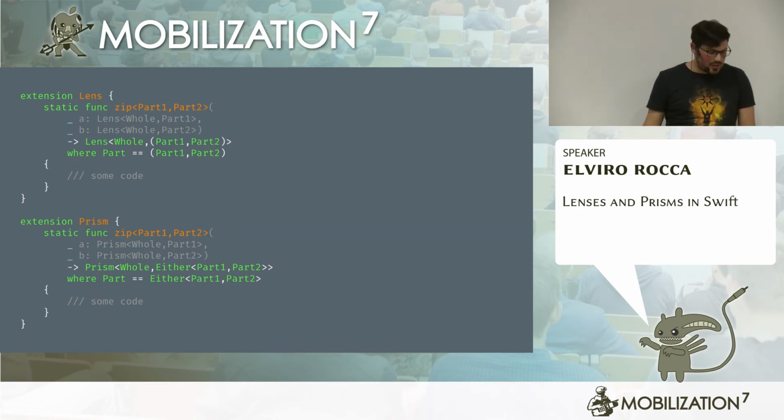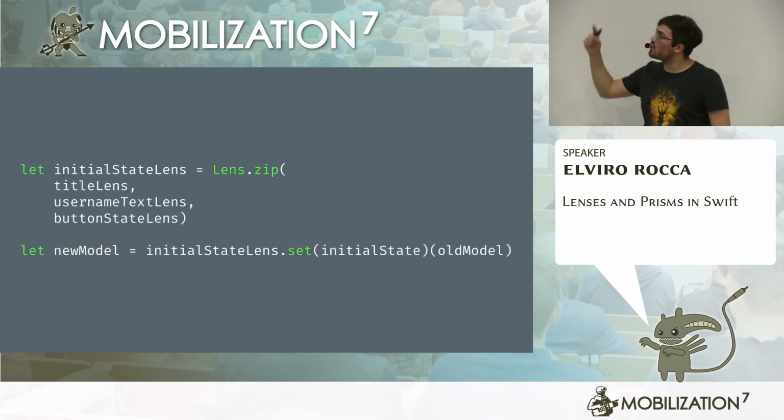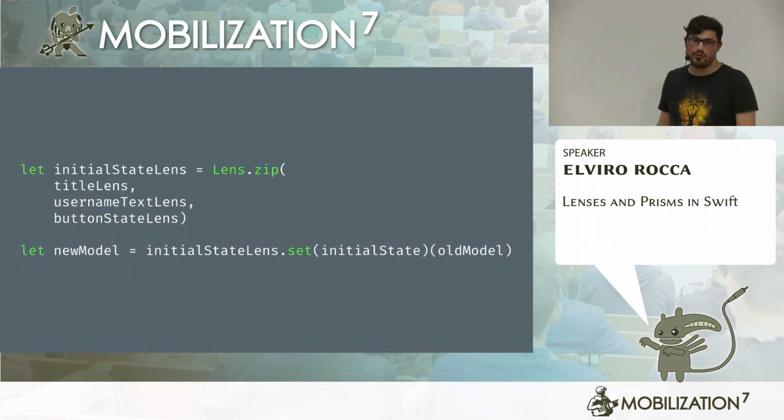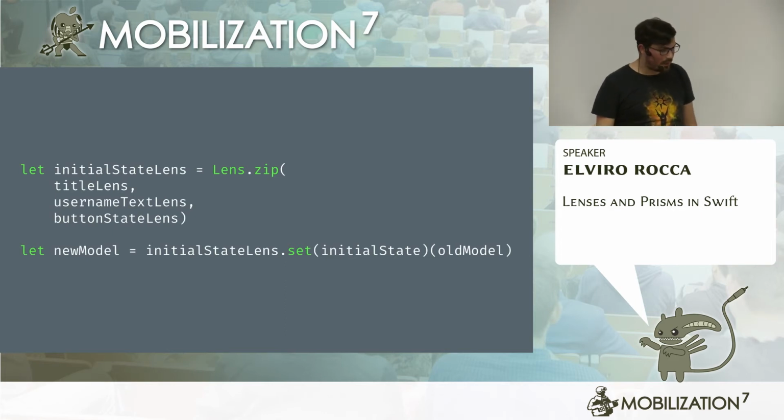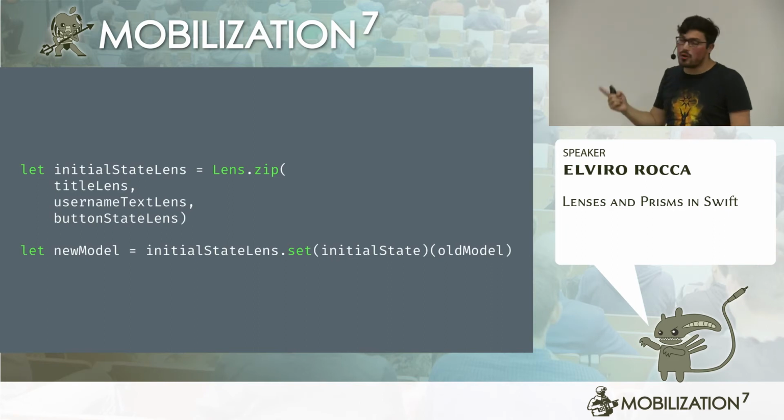And then what I can do is this. I can define my initial state lens. It's a lens that is going to focus on the 3 things that I care about. And then I just apply it. Now I can use the set function. I can pass the initial state, the tuple that I defined in the beginning. And then I apply it to the old model.